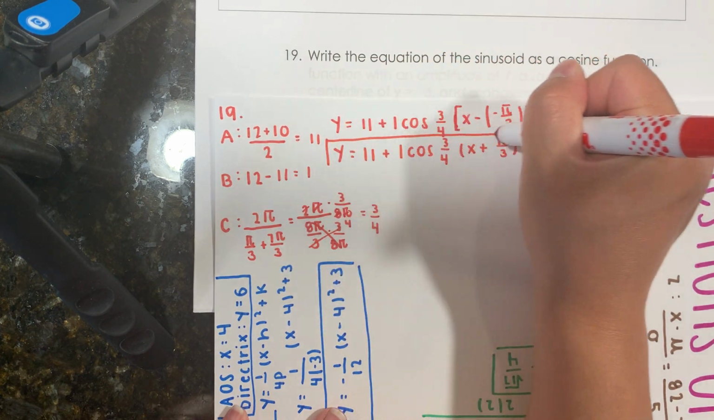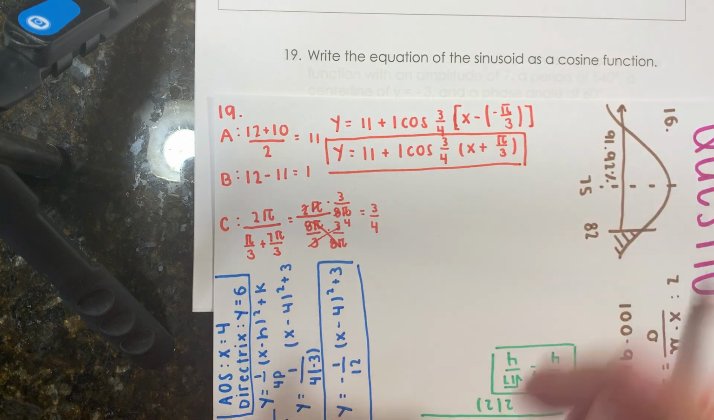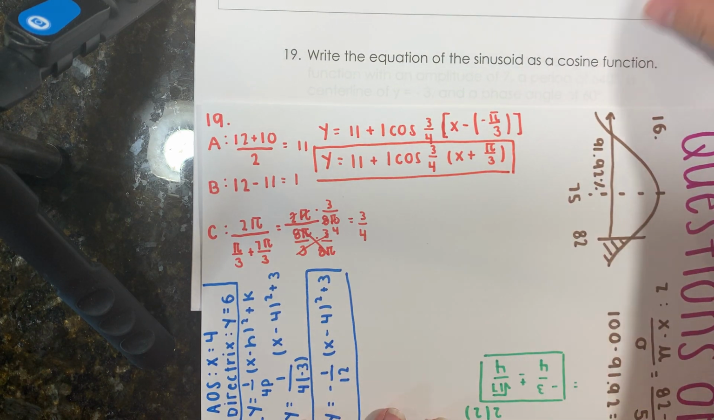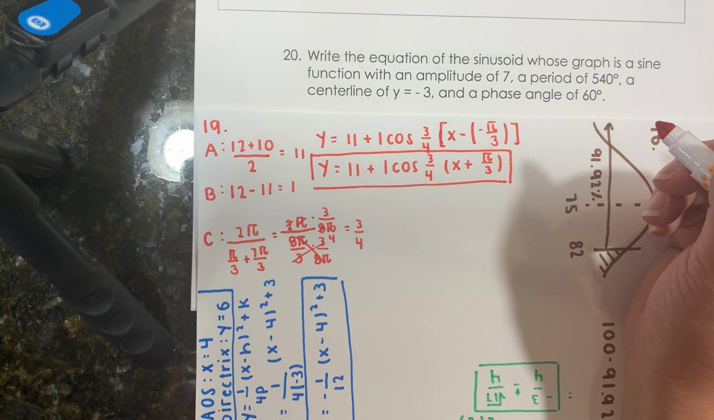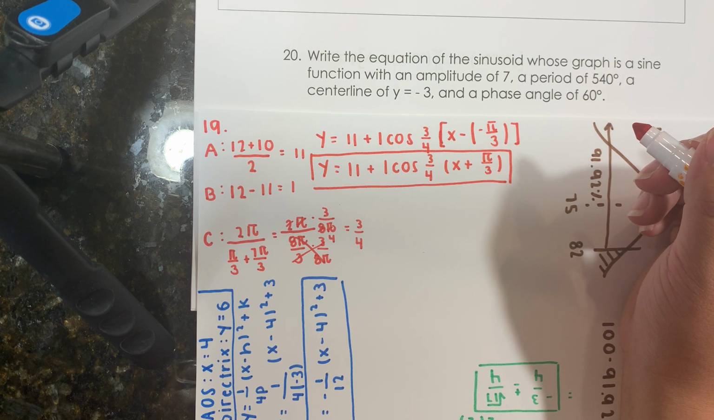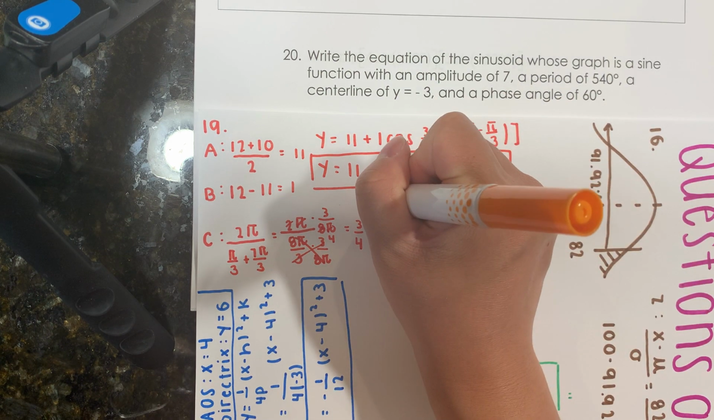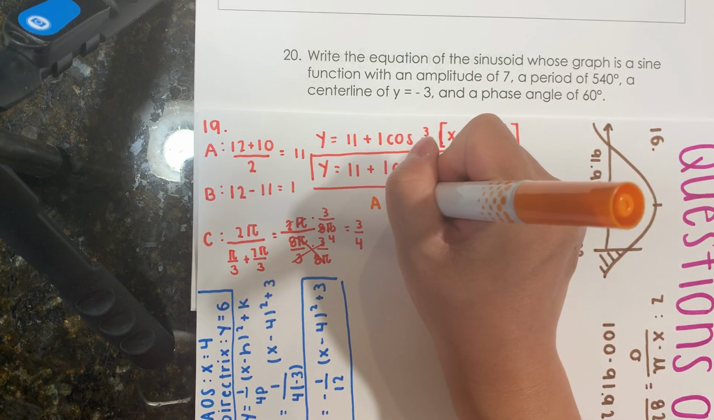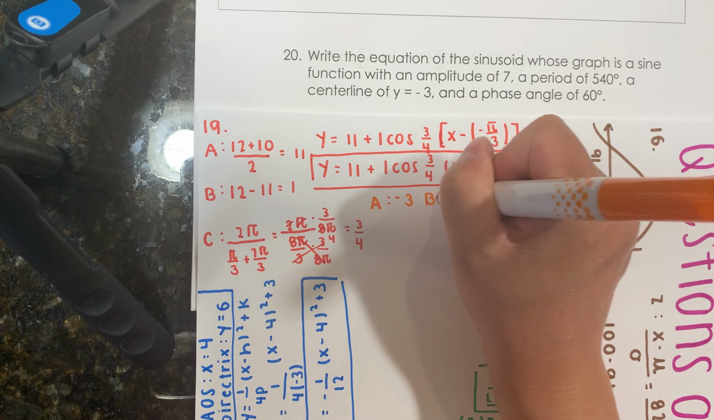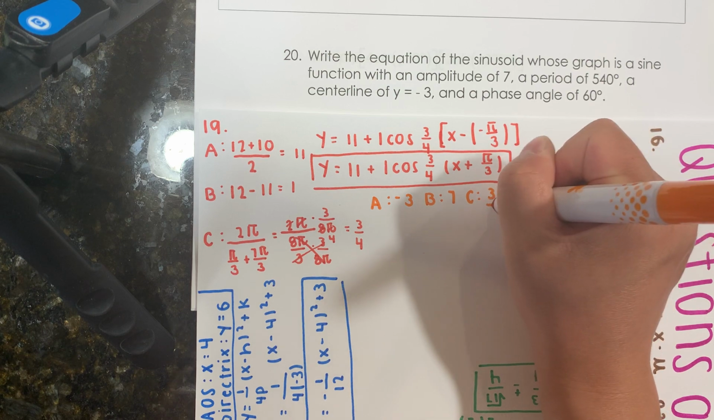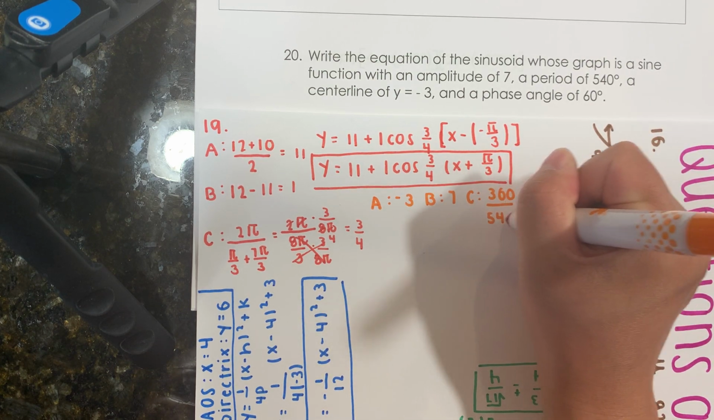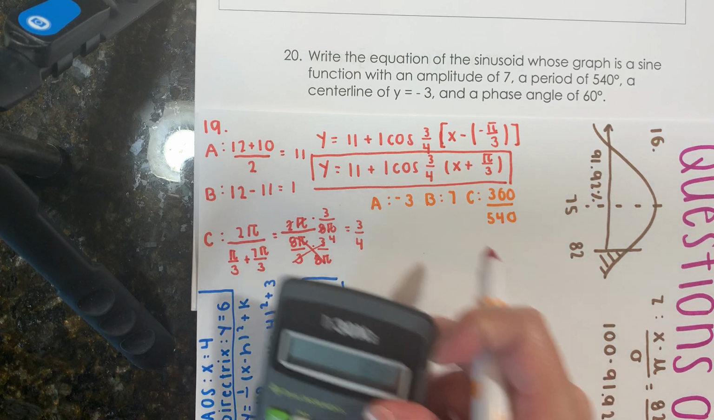Now number 20 is kind of similar to number 19, but it gives you all the information without you having to look at a diagram. So for number 20, it says write the equation of the sinusoid whose graph is a sine function with an amplitude of 7, so B is the amplitude. The period is 540, a center line of -3, and a phase angle of 60. So that means A is equal to -3, that's our center line. B is the amplitude, which is 7. C is going to be 360 divided by the length of the period, which they give us is 540. And then D is the phase angle.